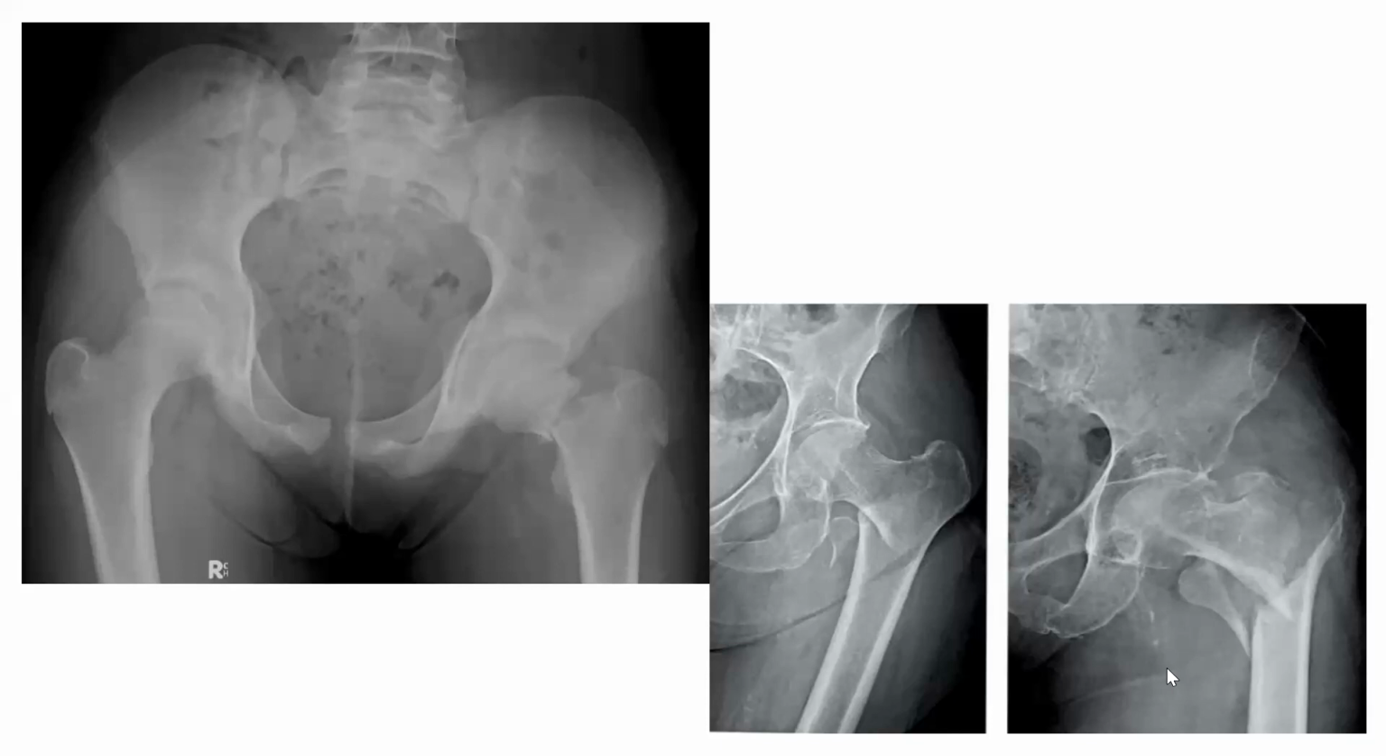Why do you say it's extracapsular? The capsule ends at the level of the base. Capsule attaches, yeah. What's the line of capsule attachment? The intertrochanteric line. So this is clearly outside that. So what's the difference between the one that you discussed before and this? That is intracapsular and this is extracapsular.